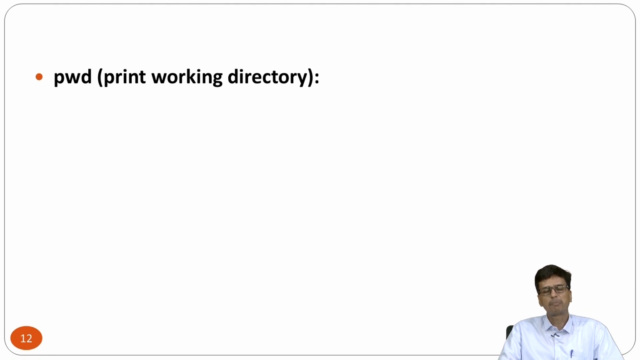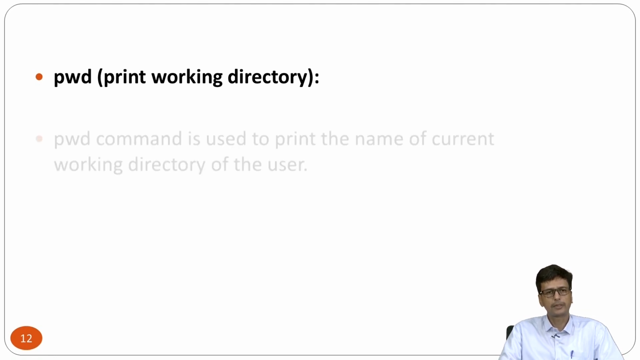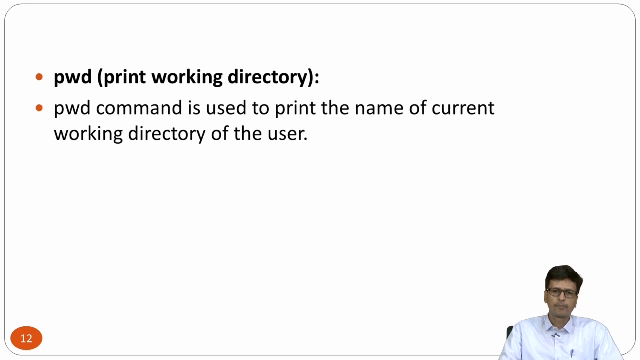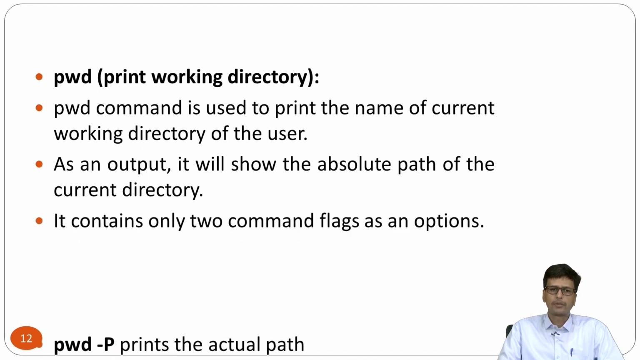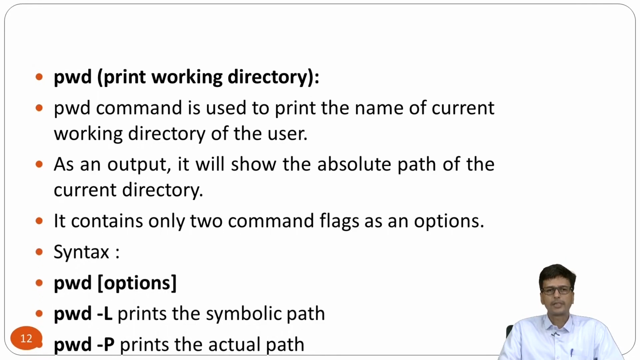So first of all, the pwd, that is the print working directory. You can see this command can print the name of the present working directory that you are currently logged in as a user. As an output, it will show you the absolute path of the current directory. Now it contains only two command flags as options. The first option is P, that prints the actual path, and the second one is L, that prints the symbolic path.